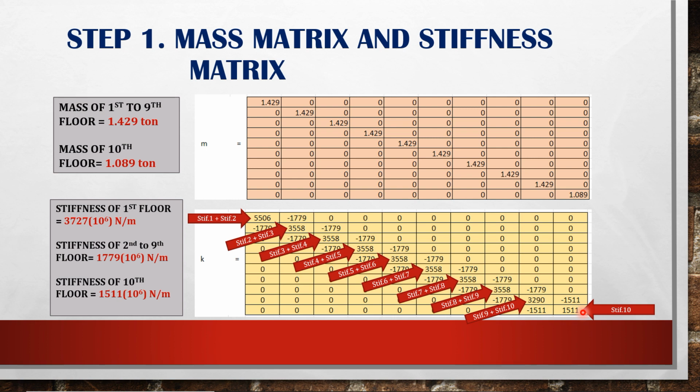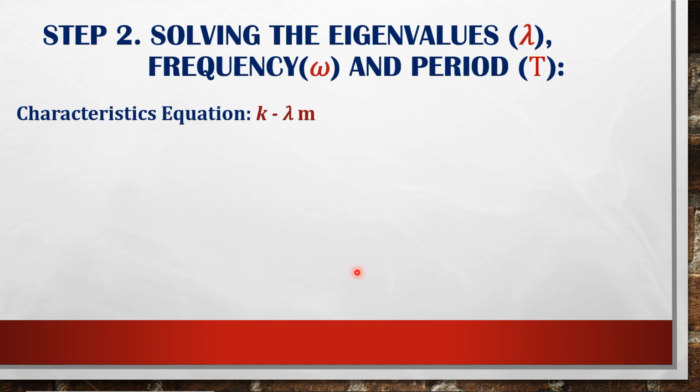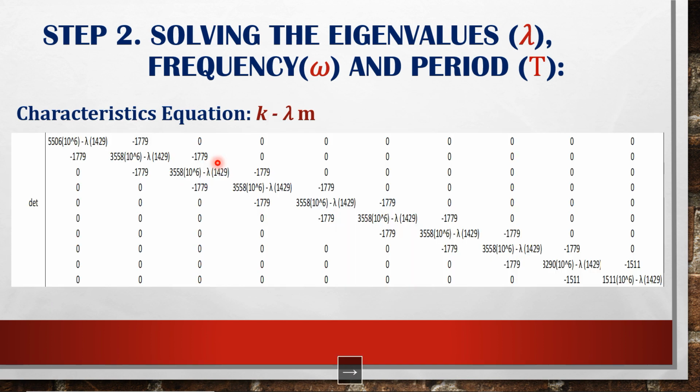Let's proceed with step 2. Solving the eigenvalues, frequency, and period. Using this characteristic equation, plugged into a matrix, we are able to solve for the eigenvalue. This is the determinant. We solve the determinant and we get the value of lambda, or the eigenvalue. This is our K, minus lambda, then this is the M.